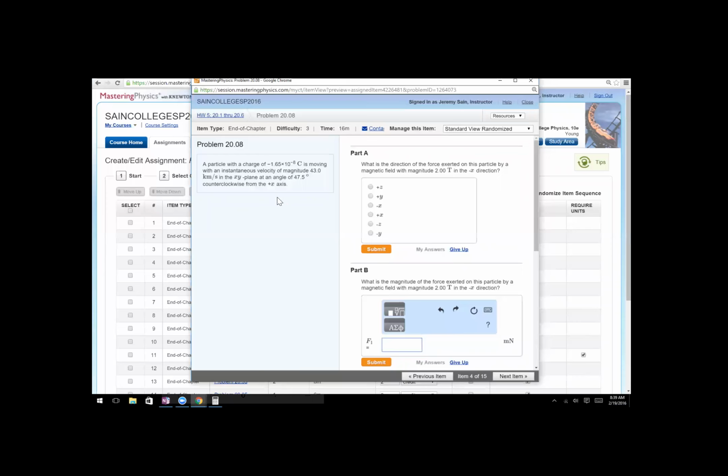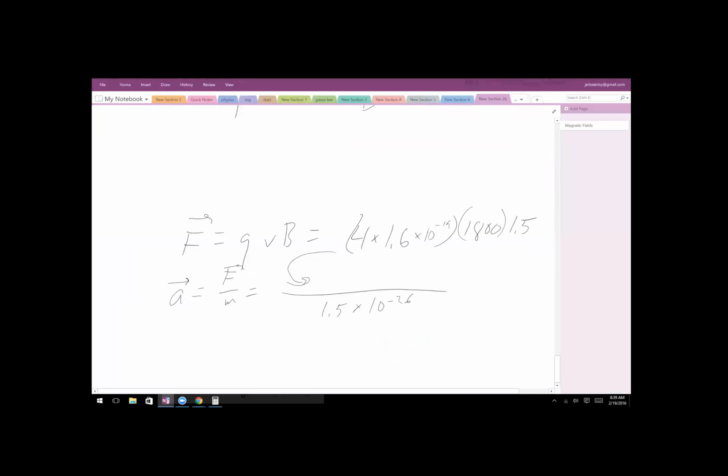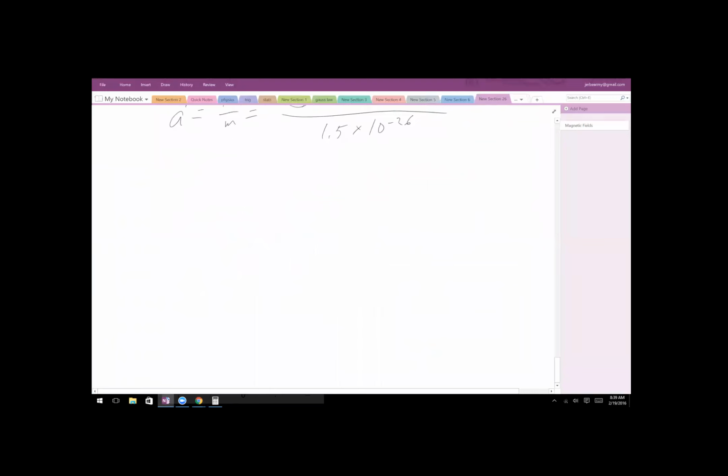Okay, so it's moving 47.5 counterclockwise. So if we draw the picture, we've got our magnetic field going that way, our velocity is that way. So what's the direction of the cross product?